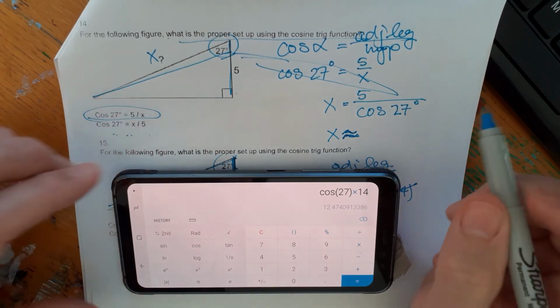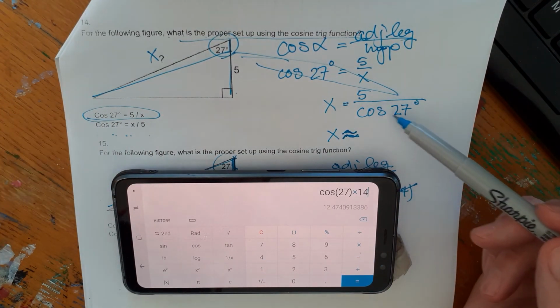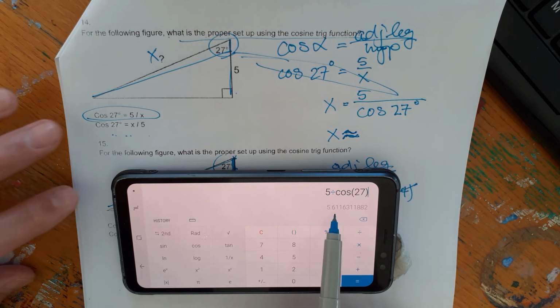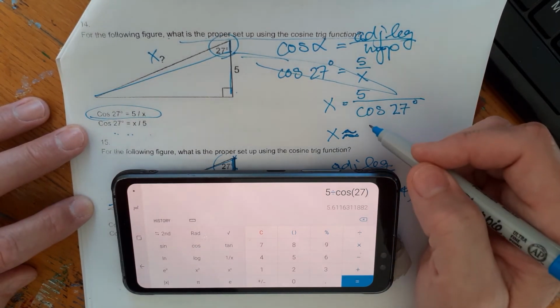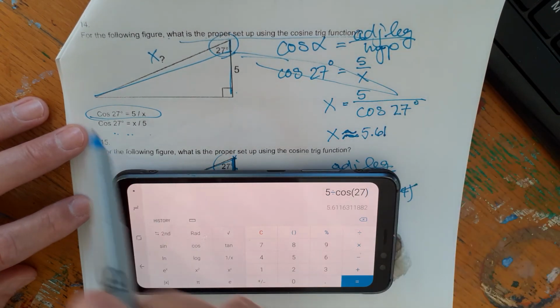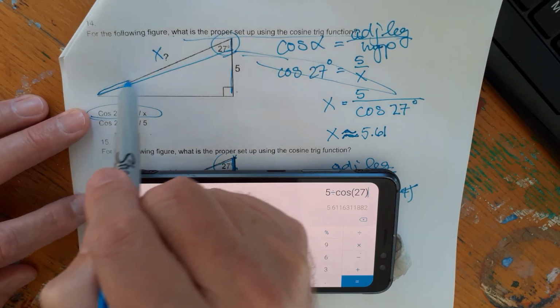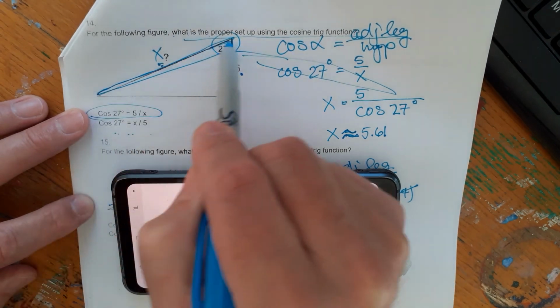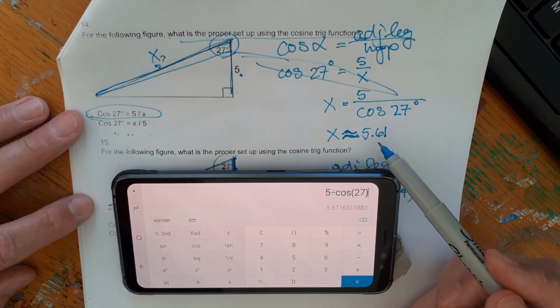All right, let's see. This calculation is 5 divided by cosine 27. Let me clear this out. 5 divided by cosine 27. And I'm going to close the parentheses, although it doesn't really look like I have to. It's already come up with 5.61. This is approximately equal to 5.61. So in this case, it's the hypotenuse. The hypotenuse here is the longest side. This was 5, and this is longer, 5.61. So I'm okay with this answer. That's the actual using my calculator to find it.